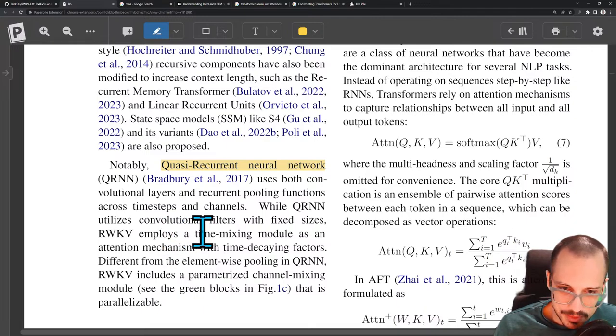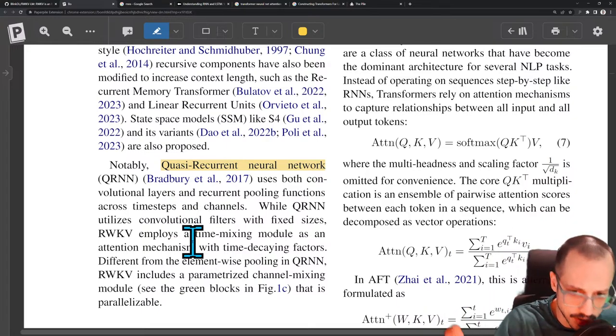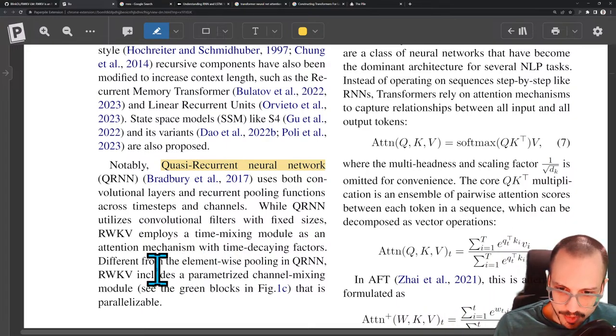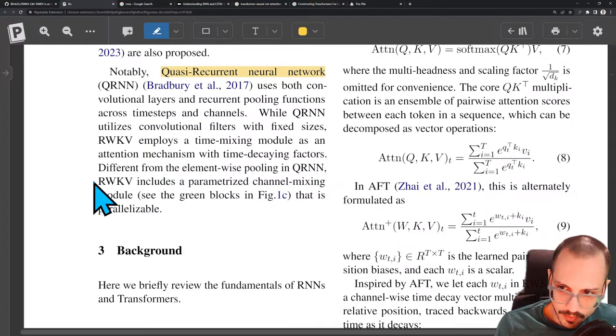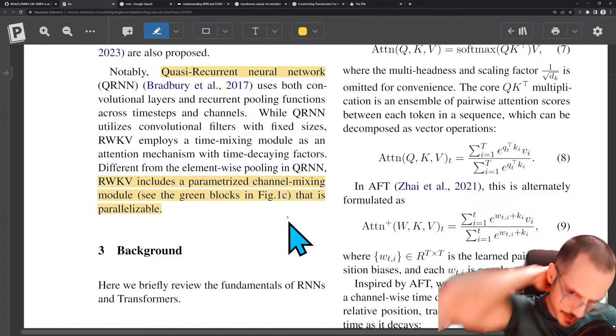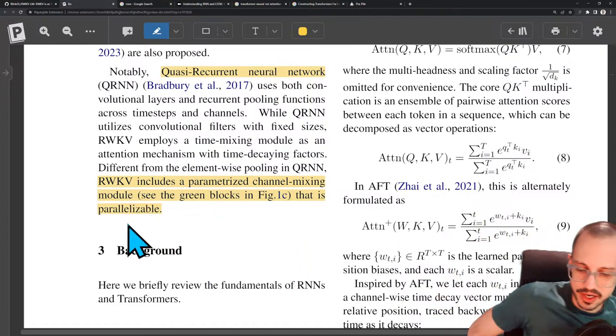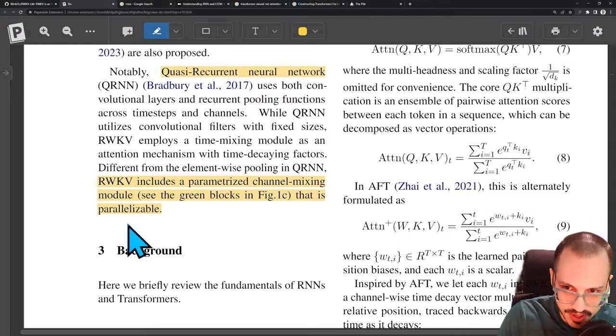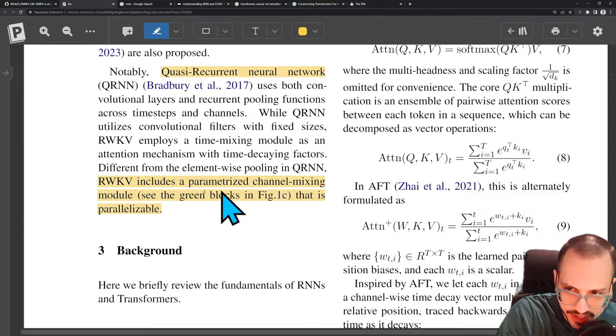RWKV employs a time mixing module. I think time here, they probably mean the dimension of time, which means how far along the sequence you are. Different from the element-wise pooling in QRNN, RWKV introduces a parameterized channel mixing module that is parallelizable. Okay, there you go, boom. So they need to get to that point where it's parallelizable, right? They need to be able to do the entire sequence in parallel in order to be competitive with the fact that a transformer can do the entire sequence in parallel. So it seems like the way they're going to do that is with this channel mixing module, which I guess is this time mixing module.